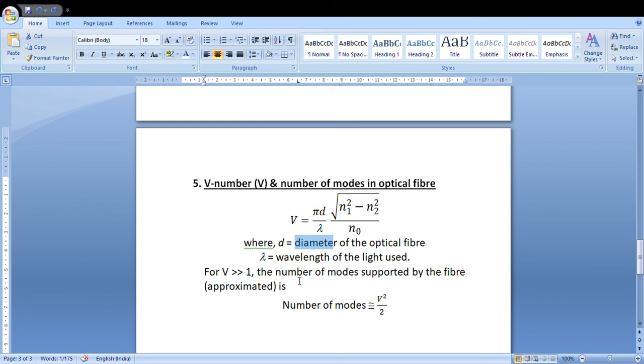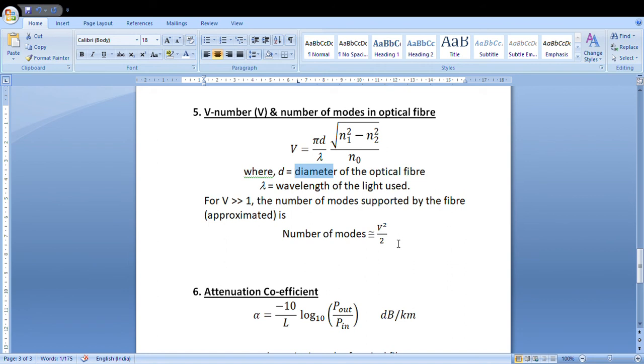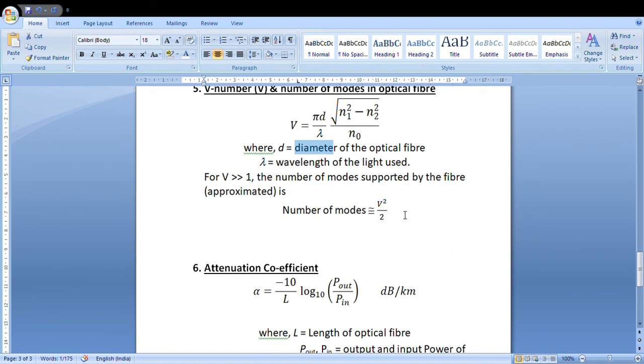Now, there is a small approximation which you can take for granted. For V very much less than 1, the number of modes supported by the optical fiber is almost equivalent to V square by 2. That is, if you have the V number, which is a constant, and square it and divide by 2, it will give you a rough number of the amount of information or channels of information that is accommodated in an optical fiber. This is one of the concepts.